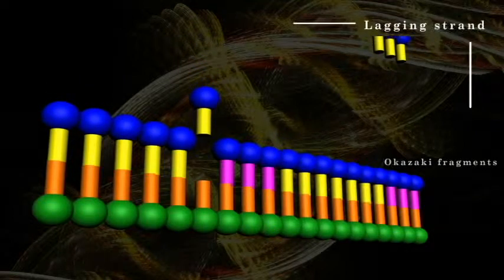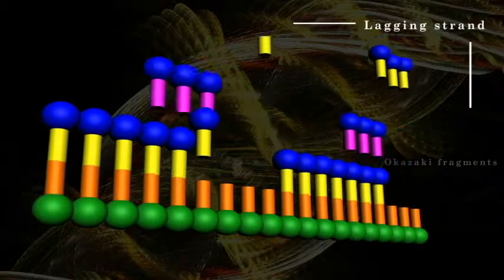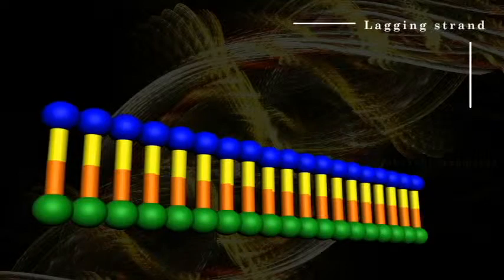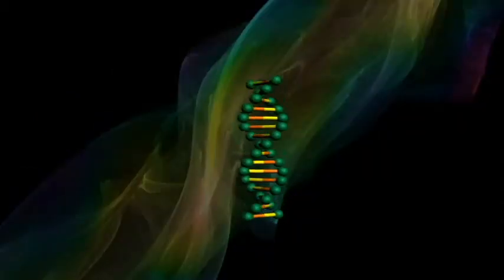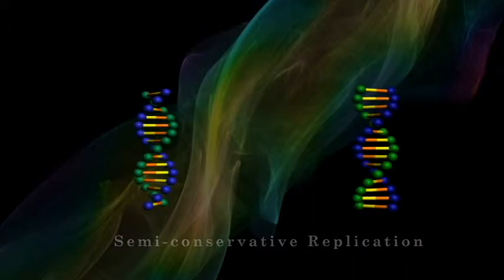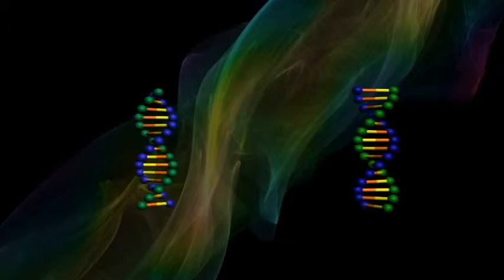Again, nucleotides replace RNA primers, and another important enzyme, ligase, comes to bind fragments together to form a new complete strand with the template of the lagging strand. To conclude, DNA replicates itself through semi-conservative replication and produces two identical copies each time.